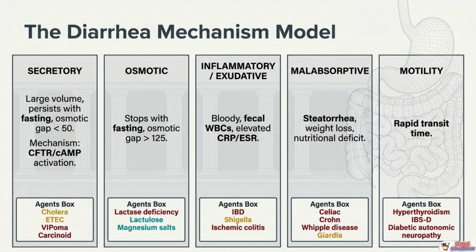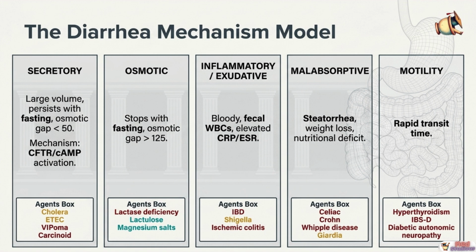Osmotic diarrhea stops with fasting because it depends on unabsorbed solutes pulling water into the lumen. Lactase deficiency, lactulose, and magnesium salts are classic culprits, with a high osmotic gap, above 125. Inflammatory or exudative diarrhea is bloody, with fecal white cells and elevated inflammatory markers. Inflammatory bowel disease, Shigella, and ischemic colitis all live here.